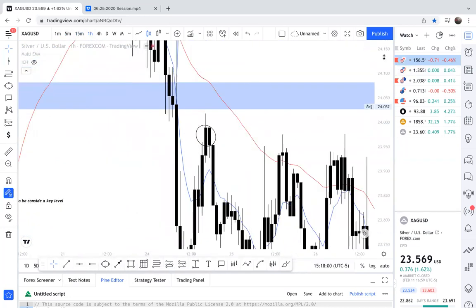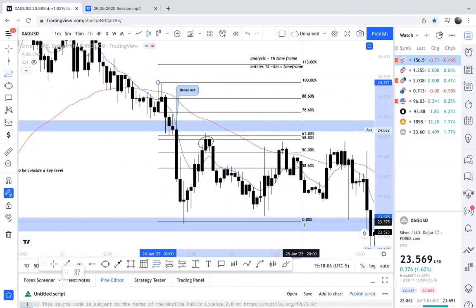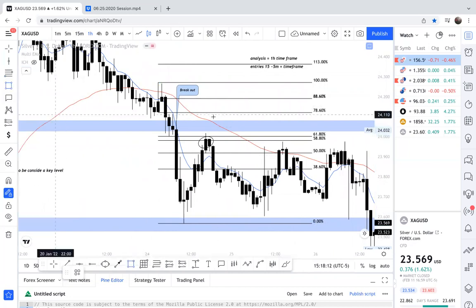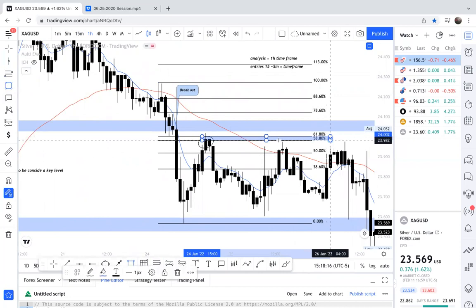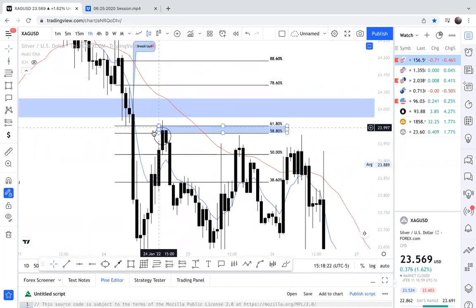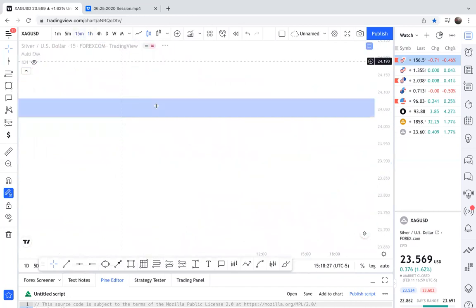But before that, we're going to use our Fibonacci, and we're going to put our fib at the previous high to let us know where price is looking to go. So what I like to do is put a box around the 61.8 and the 58.80 right here, and let us know that this is like our small level of resistance, like a ceiling. So price is failing to break this level. So I'm going to go back to the 15-minute time frame.